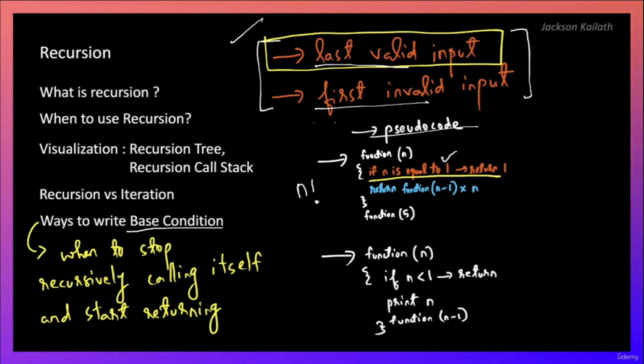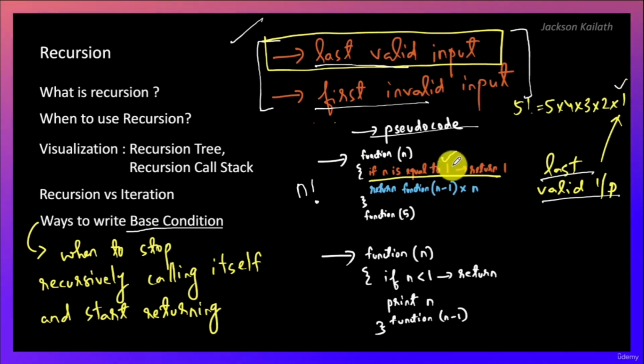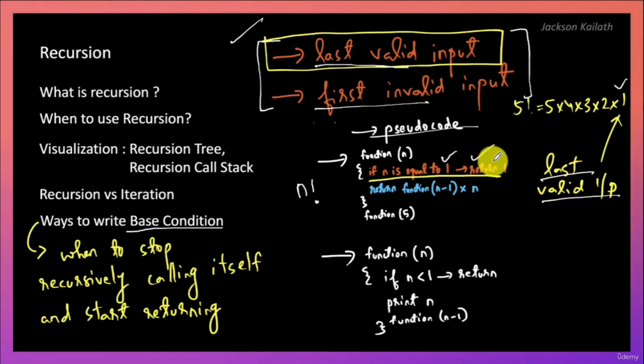Now we know that, for example, n factorial, or let's say 5 factorial for simplicity, is 5 into 4 into 3 into 2 into 1, and 1 over here is the last valid input. The next input over here would be 0, which is not valid, right? So at this point we have decided to stop calling the function and we are returning 1. So this over here is one way of identifying the base condition, and the other way over here is to think of the first invalid input.